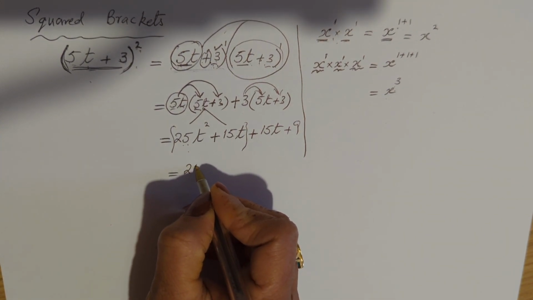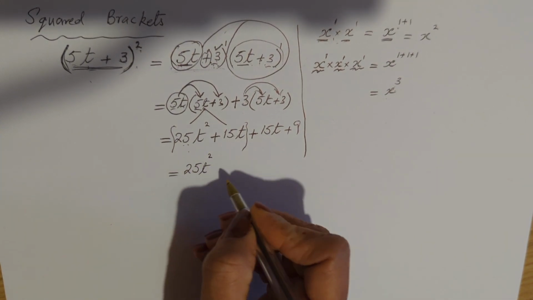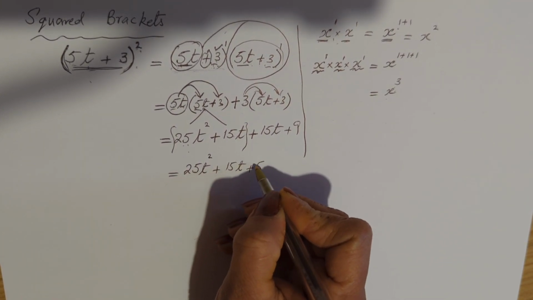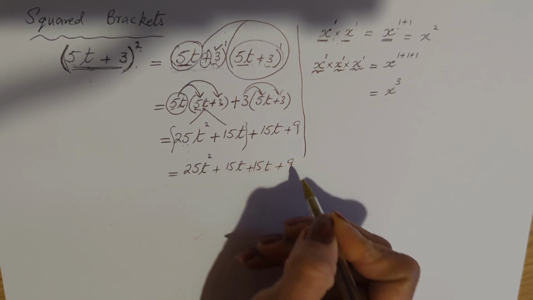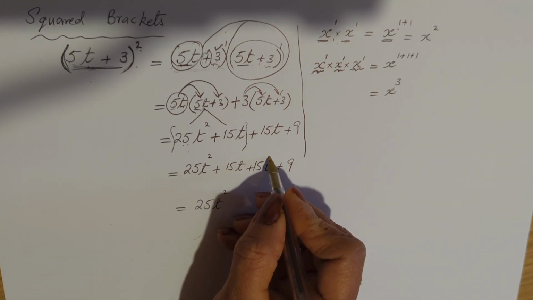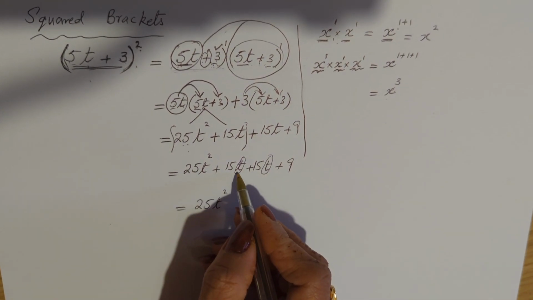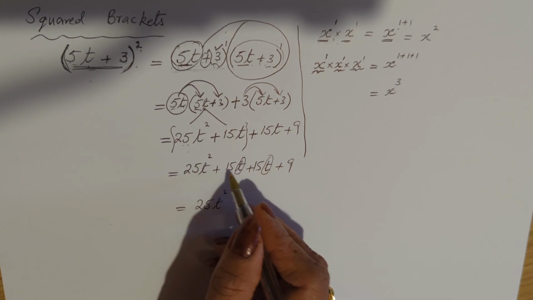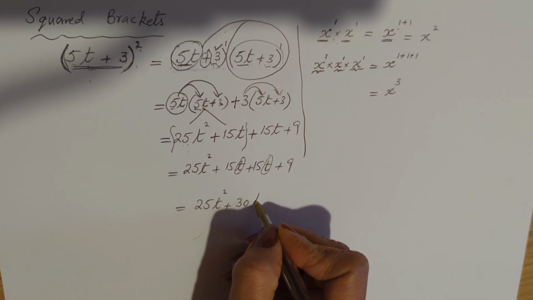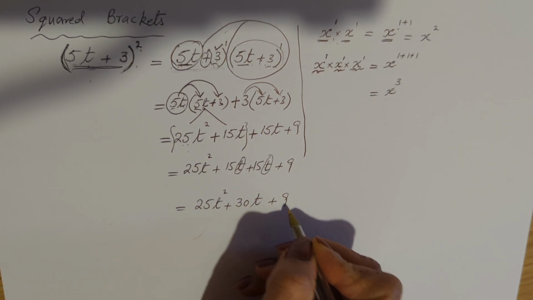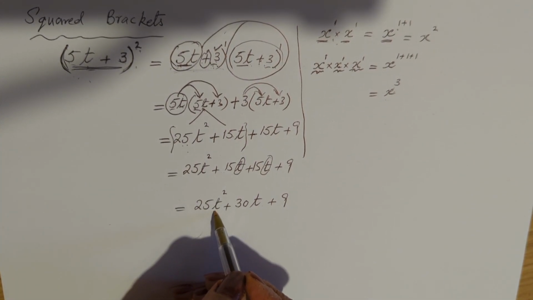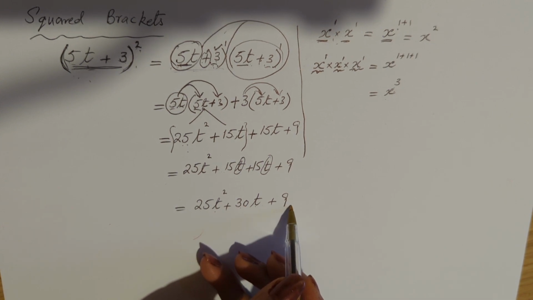After that, what we will do, we will arrange them according to their powers or index. Now the next step will become, so t and t bases are equal, so we will add their coefficients. It will become 15 plus 15, 30, and t. So that will be the answer of this 5t plus 3 whole square. It will be 25t square plus 30t plus 9.